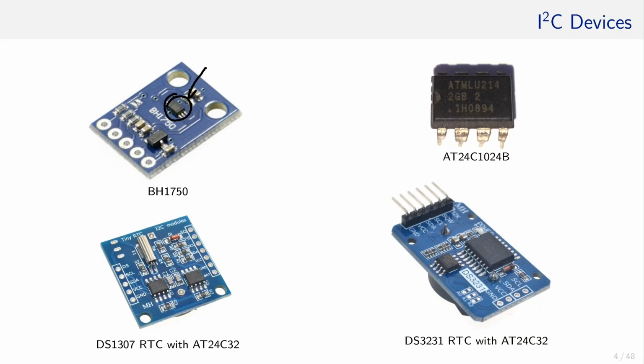On the right is an EEPROM, an electronically erasable non-volatile memory. At the bottom are 2 real-time clocks or RTCs, which are able to keep track of the time. Often, the RTCs come on breakout boards, which also feature an EEPROM. You can see it here. This is the actual RTC, while this is an EEPROM. Same with this breakout board. While this is the RTC, the EEPROM has been mounted here. I'm going to attach the datasheets for those devices in case you are interested.